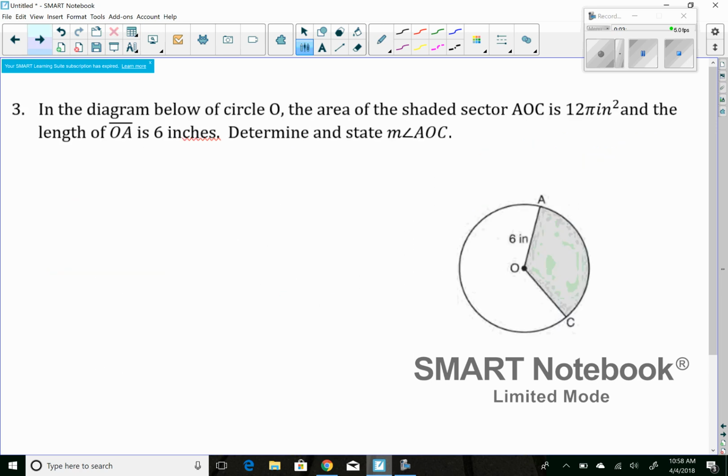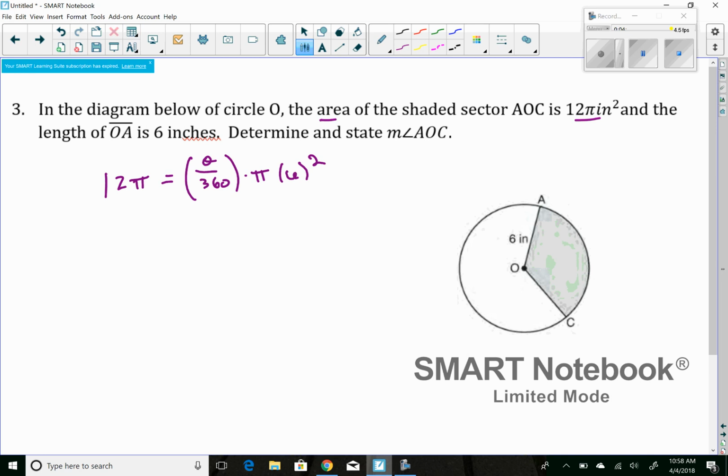For the third question, this one's kind of tough because in this question, they don't tell you the central angle. They tell you the area. So because they tell you the area, when we plug into the formula, the area is 12 pi. The central angle we don't know, so that's going to remain theta, or the variable. And we know the radius is 6.